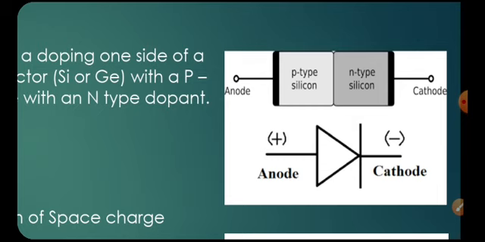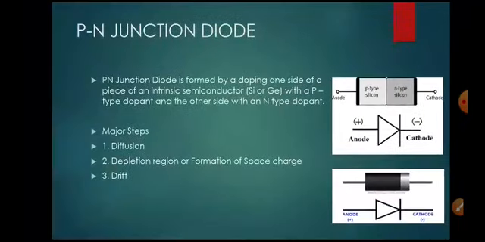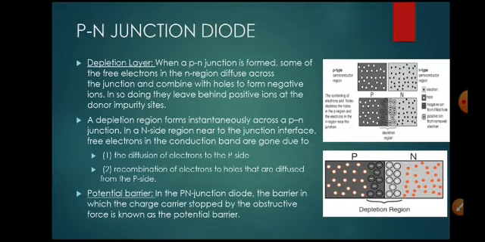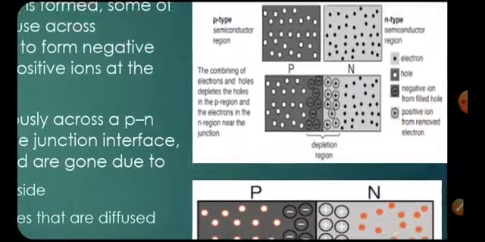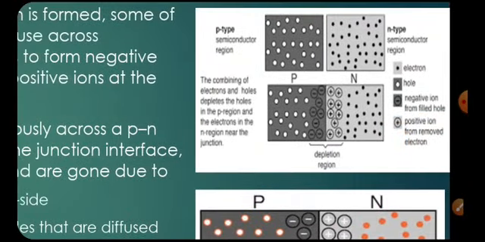More and more electrons leave the n region, and more holes leave the p region. A region of positive and negative charges is formed at the junction.